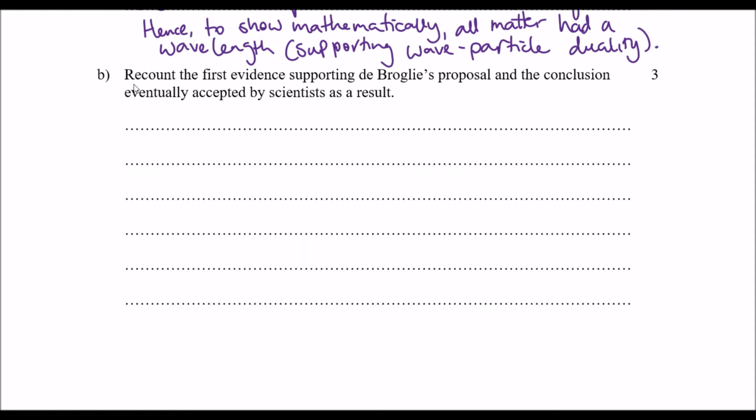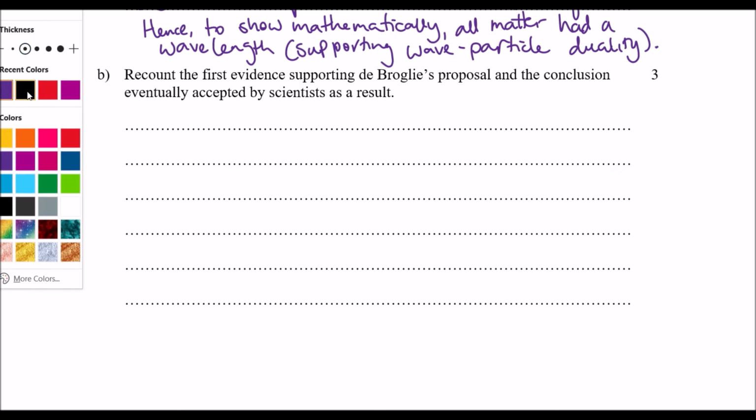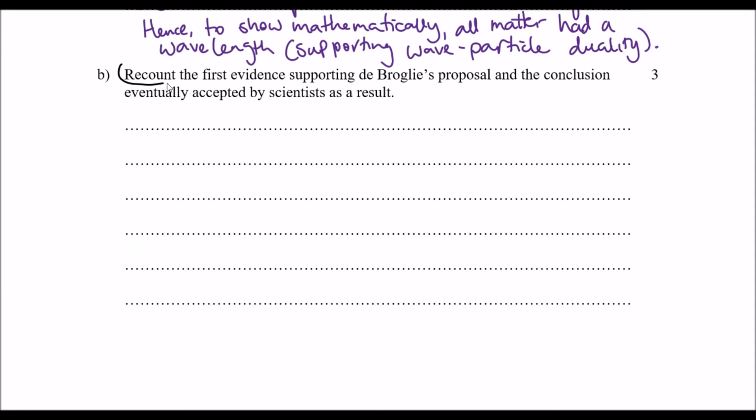And question B says, recount the first evidence. It says recount, which is basically to recall. Again, this one is a describe type of question. The first evidence supporting de Broglie's proposal. Okay, we want to support de Broglie's proposal, and the conclusion eventually accepted by scientists. So the conclusion we want to see.